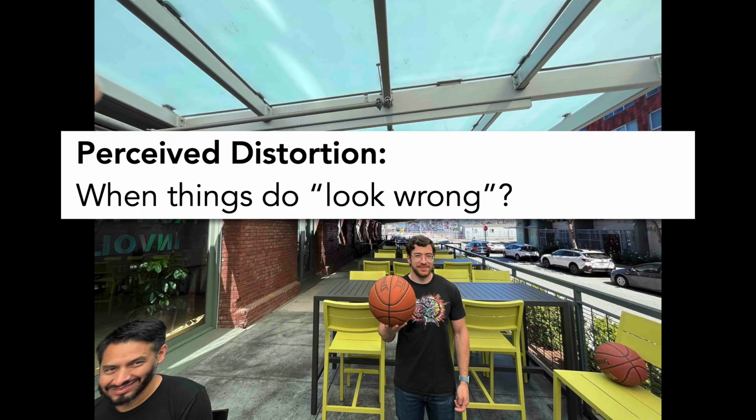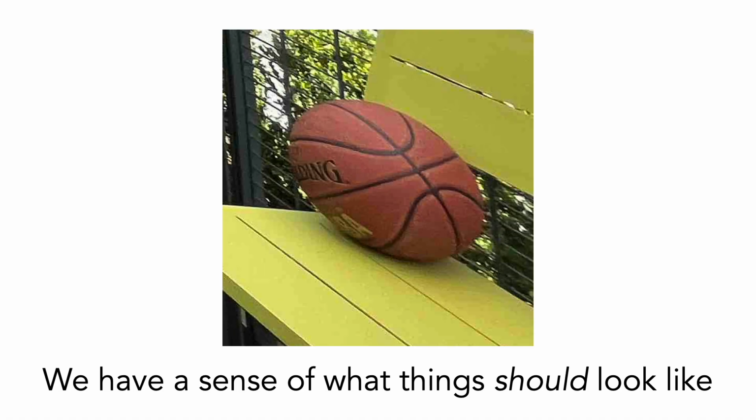So I want to characterize a little bit more now when perceived distortion happens, when things look wrong. And I want to make one note about the terminology. I'm talking about how things look. Often people use the term distortion to refer to optical distortion, flaws in camera manufacturing, and that's not what I mean. I'm really referring to the sense when we look at a picture like this, we have a sense that it doesn't look like a normal basketball. It looks stretched out. We perceive distortion.